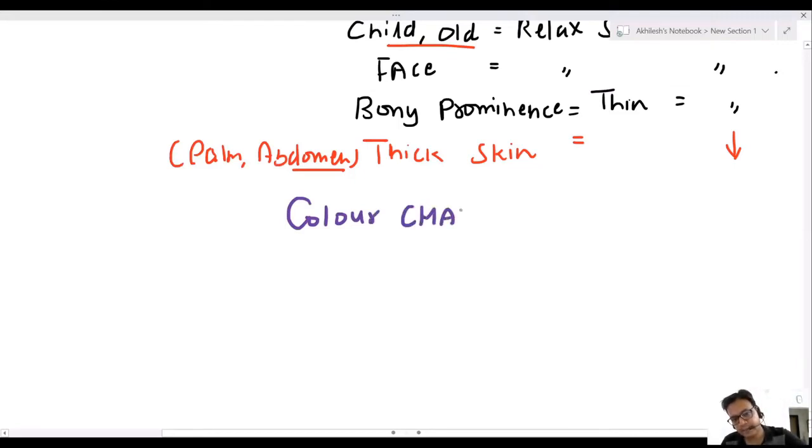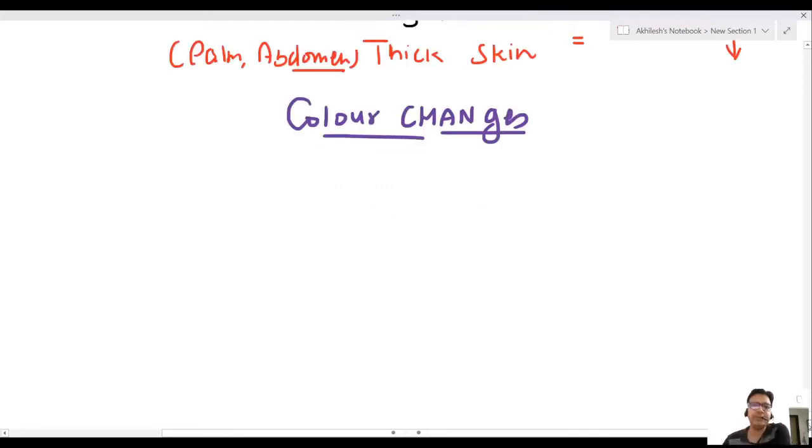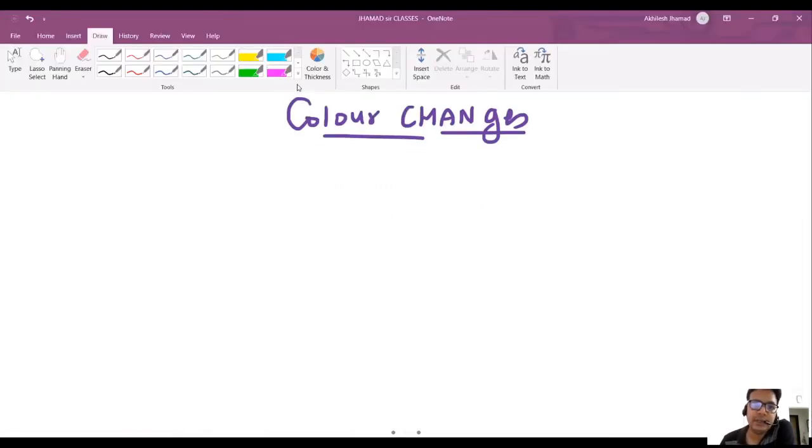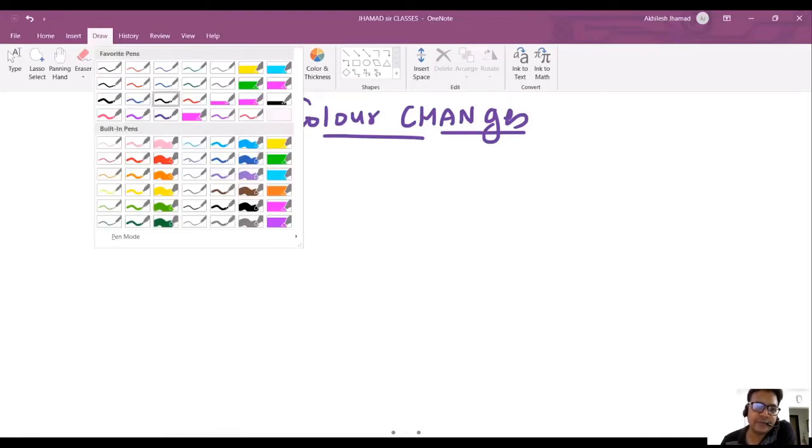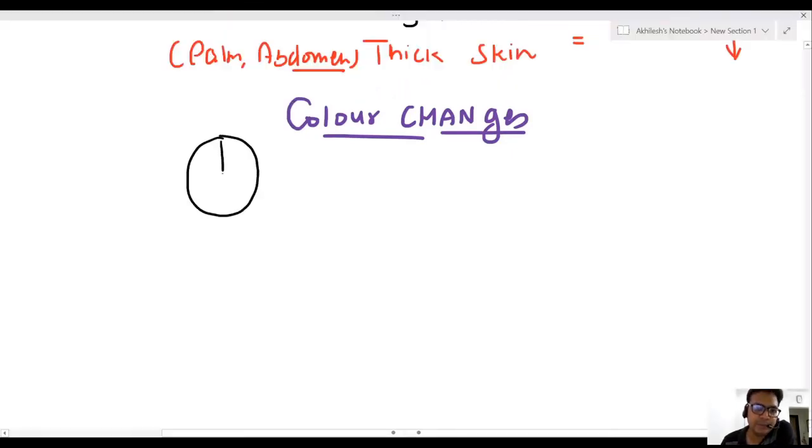Now, sir, a very important MCQ comes. Bruise has color changes. These color changes start from the periphery and go to the center.